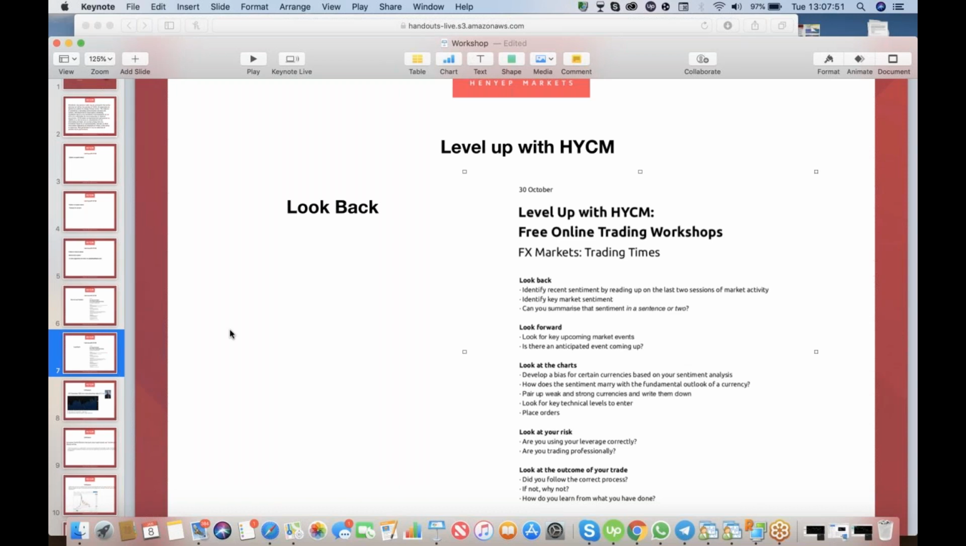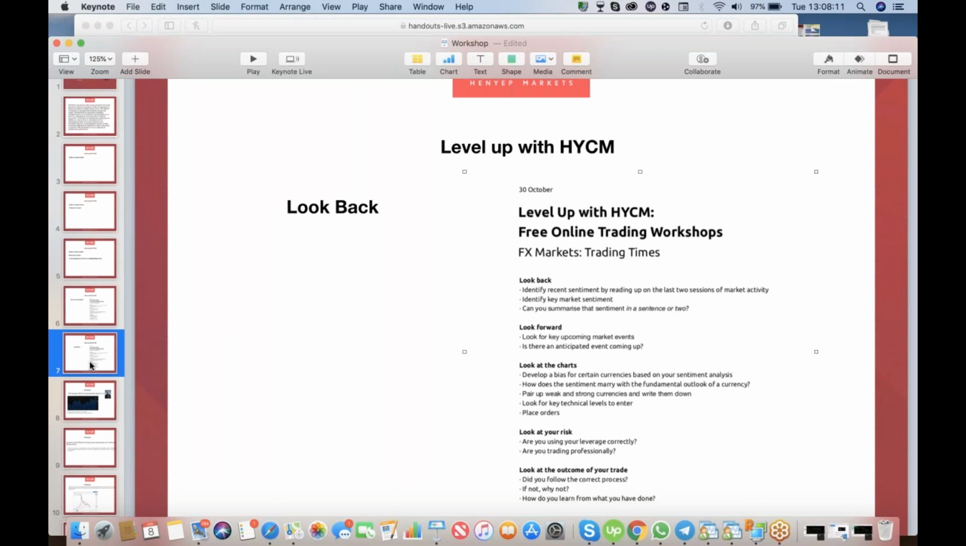This is, as it were, a worked example. It's always easier, isn't it, to see someone work and show what they mean by what they say. And this is what this workshop is doing. I'm going to be showing you how I identify the recent sentiment in order to get a bias as to which currency pairs we're looking at.